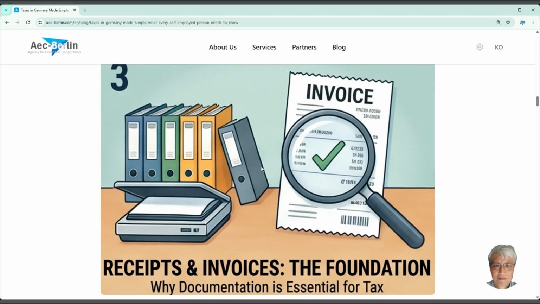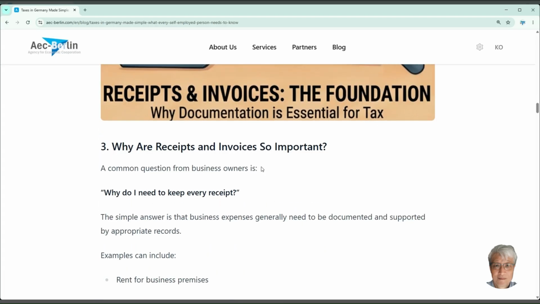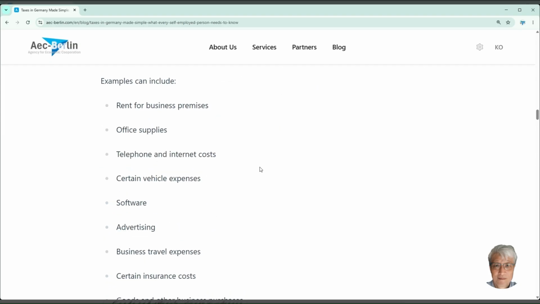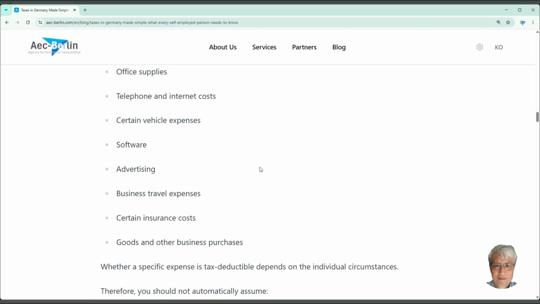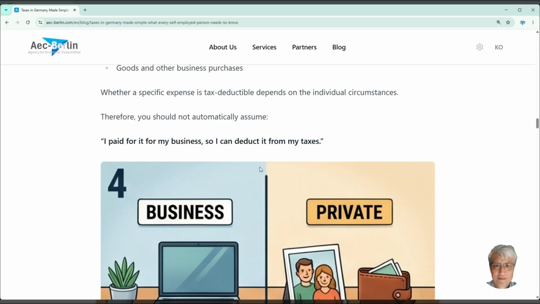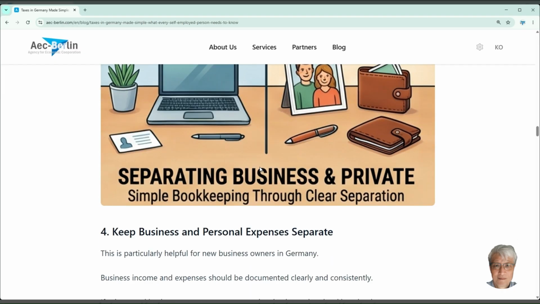3. Why are receipts and invoices so important? A common question from business owners is, why do I need to keep every receipt? The simple answer is that business expenses generally need to be documented and supported by appropriate records. Examples can include rent for business premises, office supplies, telephone and internet costs, certain vehicle expenses, software, advertising, business travel expenses, certain insurance costs, goods, and other business purchases. Whether a specific expense is tax-deductible depends on the individual circumstances. Therefore, you should not automatically assume, I paid for it for my business, so I can deduct it from my taxes.